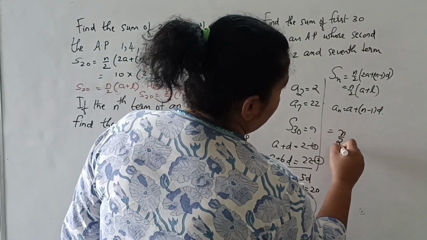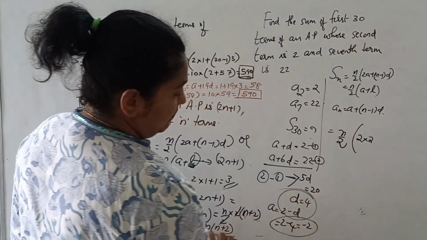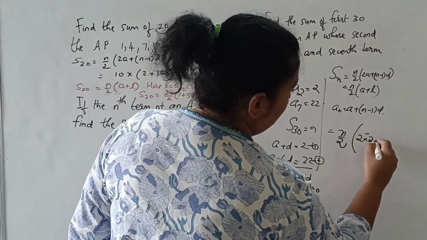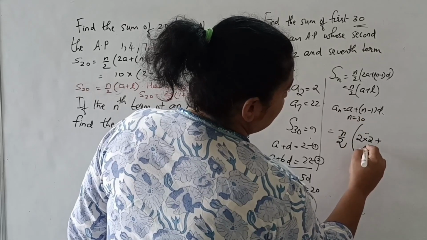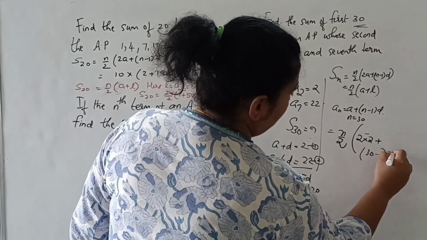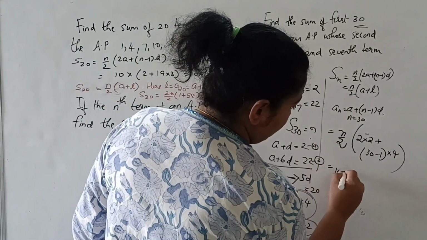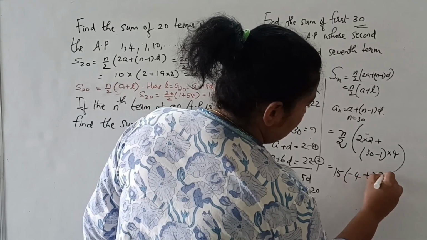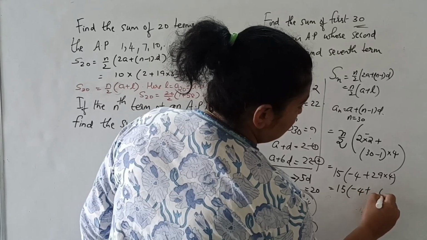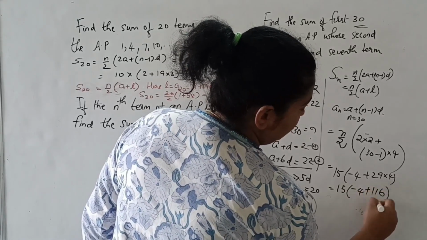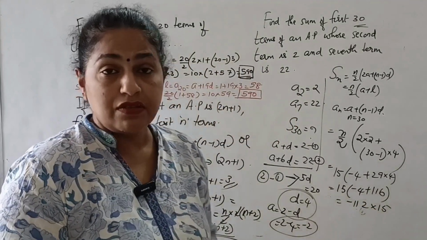So I will get n by 2 into 2a, where the value of a is minus 2, plus how many terms do we need to find? n is equal to 30. So 30 minus 1 into 4. Now n is equal to 30 means 30 by 2, which is 15, into minus 4 plus 29 into 4. This is what we are getting.